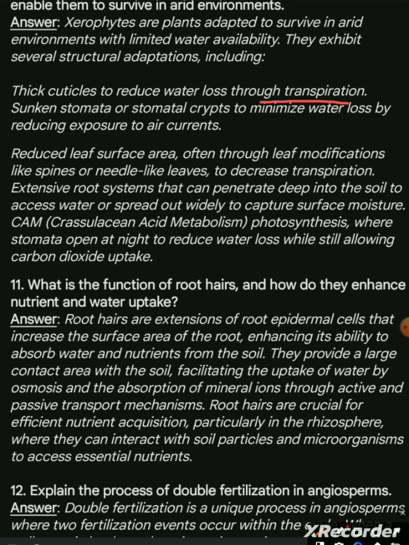through transpiration, sunken stomata or stomatal crypts to minimize water loss by reducing exposure to air currents, reduced leaf surface area, often through leaf modifications like spines or needle-like leaves to decrease transpiration, and an extensive root system that can penetrate deep into the soil to access water or spread out widely to capture surface moisture. Some also use CAM photosynthesis, where stomata open at night to reduce water loss while still allowing carbon dioxide uptake.